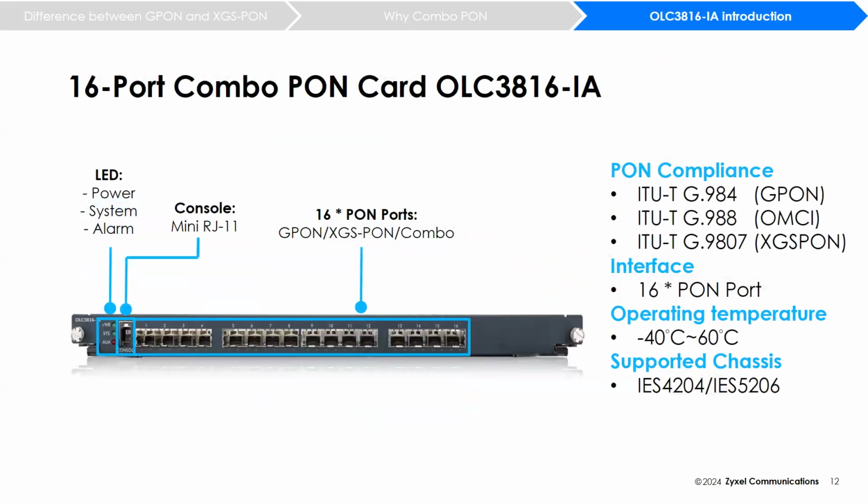Okay, so this is the front panel of our combo PON card. The card is designed for our IES 4204 and IES 5206. For example, the chassis we have here is an IES 4204, and the number 4 shown here represents how many cards we can plug into this chassis. So if the chassis we have is a 5206, it means we can plug at most 6 cards into the same chassis.